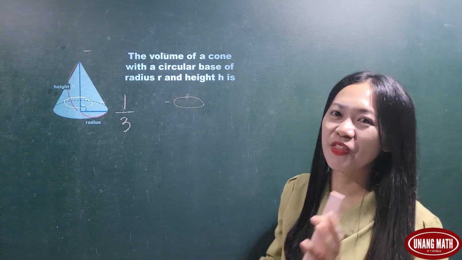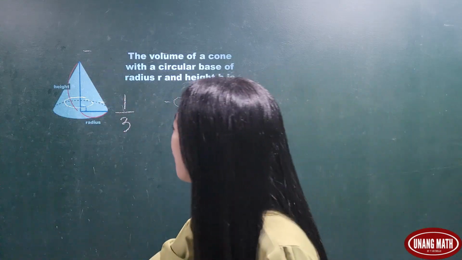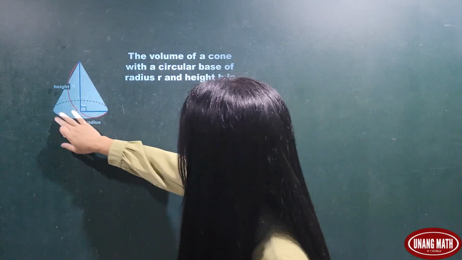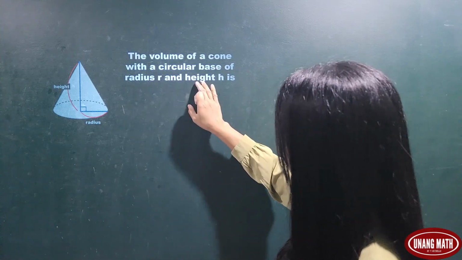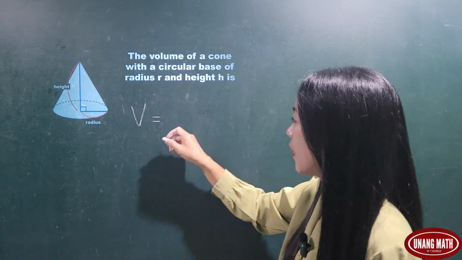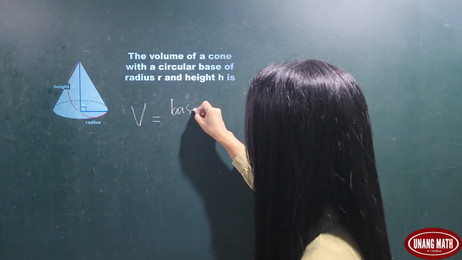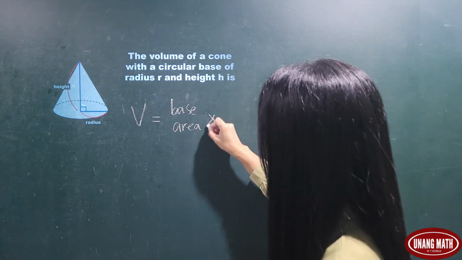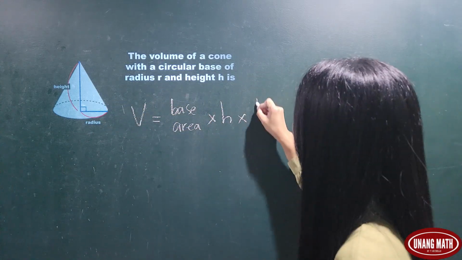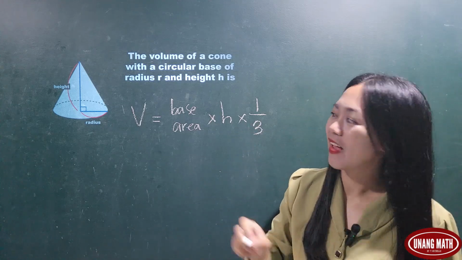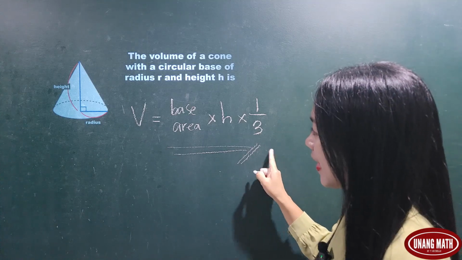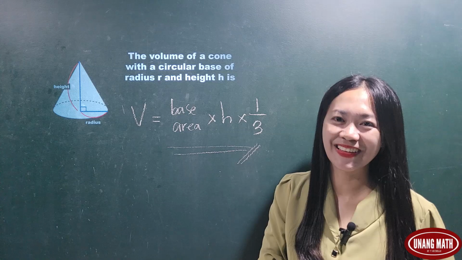So what is then the formula in finding the volume of a cone? The volume of a cone with a circular base of radius r and height h is, volume is equal to the area of the base times the height of the cone times 1/3. So this is the formula that we will be using in finding the volume of a cone.